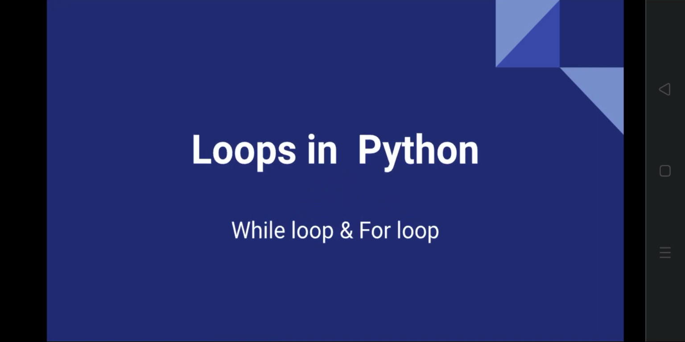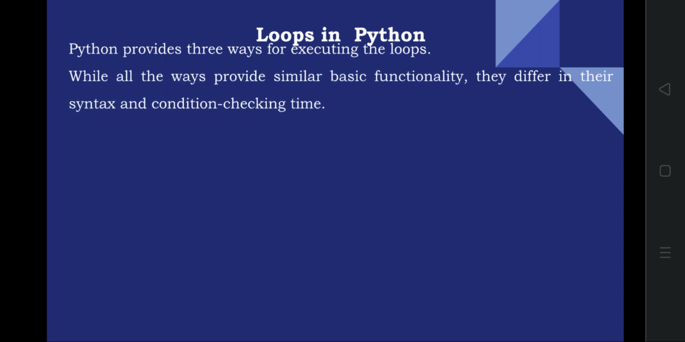Hello everyone, in this video we are going to see about the loops in Python. So Python has while and for loop. Let us see the loop structure and the operation of the loops one by one. Python provides three ways of executing the loops. While all the ways provide similar basic functionality, they differ in their syntax and condition checking time.